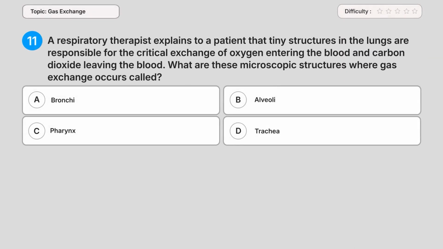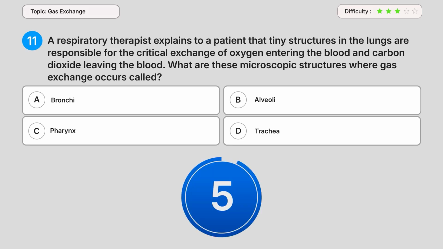11. A respiratory therapist explains to a patient that tiny structures in the lungs are responsible for the critical exchange of oxygen entering the blood and carbon dioxide leaving the blood. What are these microscopic structures where gas exchange occurs called? A. Bronchi. B. Alveoli. C. Pharynx. D. Trachea. Can you guess the answer?